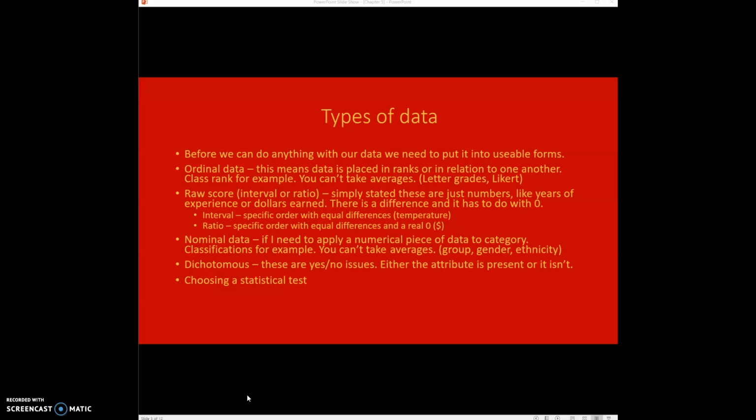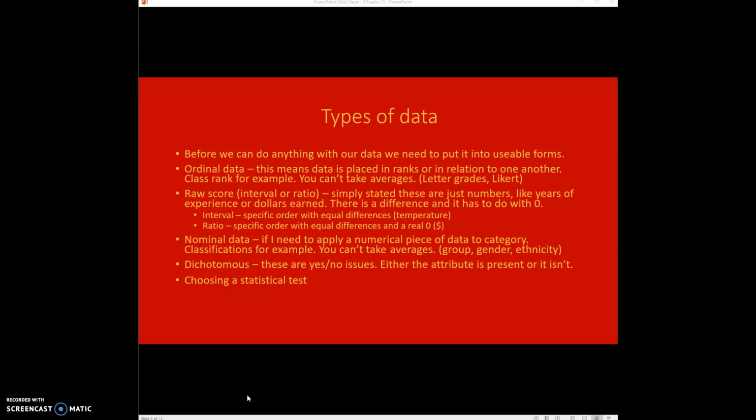Ratio data is a specific order with equal differences and a real zero. The easiest way to remember that is something like money. It is possible to have $0, and that means there is nothing. The zero is a true place value. So those two types of data, even though you're not really supposed to treat interval data with mathematical equations, we're going to in statistics. That is a different type of statistical test as well.